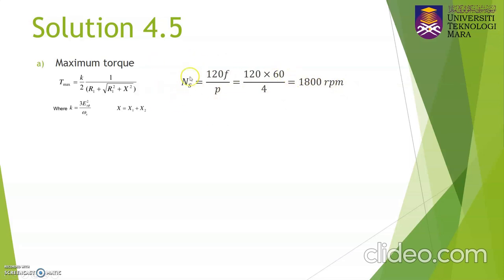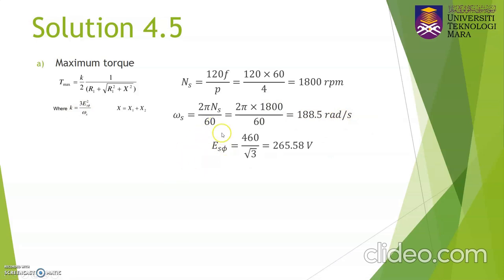Based on Ns, you can calculate omega S. Omega S is 2 pi Ns divided by 60, so 2 pi times 1800 divided by 60. You get omega S is 188.5 radians per second. Then the phase voltage: the Es phase is equal to V line to line divided by square root 3, because the induction motor is Y connected, so you need to divide by square root 3. The phase voltage is equal to 265.58 volts.